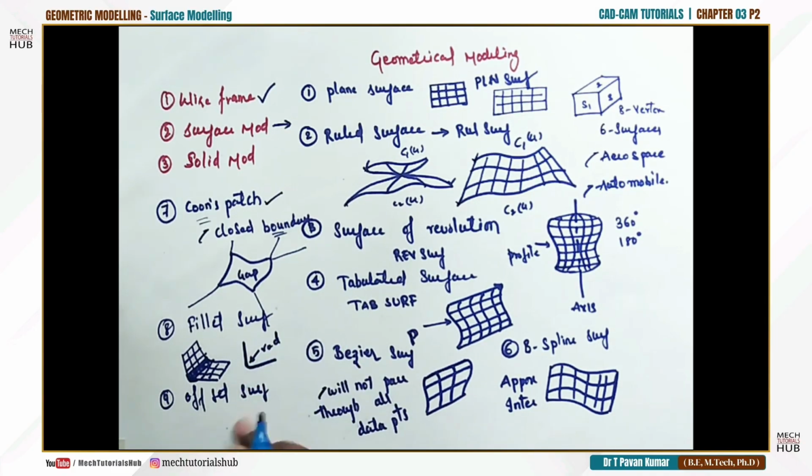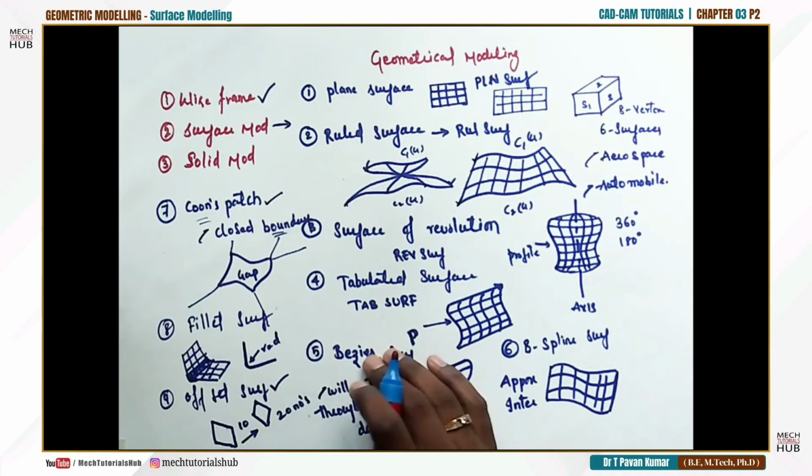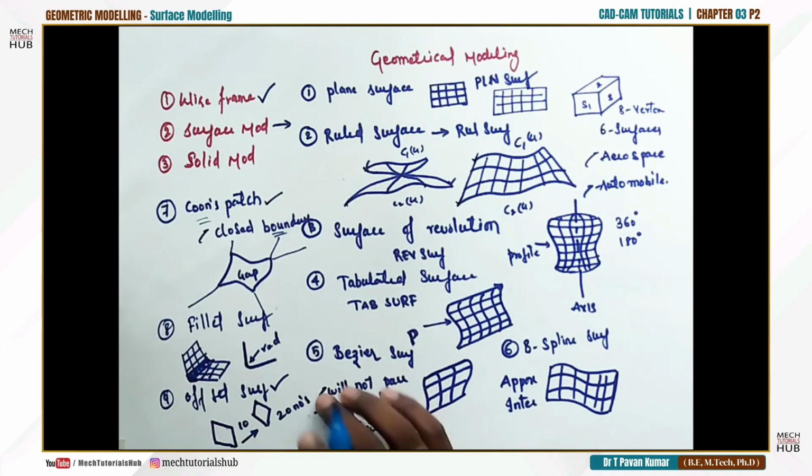Offset surface: an already existing plane surface or any other surface is there. If you want to make n number of copies of it, for example in this direction with an offset distance of 10 mm, I want some 20 similar planes. That can be done using offset surface with an offset distance of 10 mm, with 20 in number, or 1000, or 100 in number. That can be done by using this offset surface method.